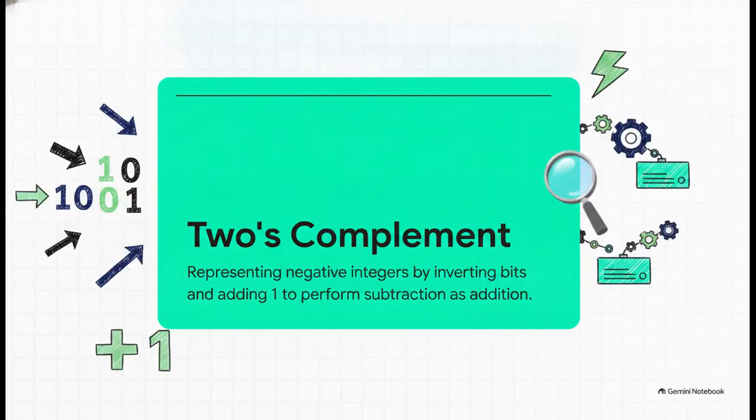Instead of subtracting, the computer takes the number it wants to subtract and finds its 2's complement. First, it just flips all the bits. Every 1 becomes a 0, and every 0 becomes a 1. Easy. Then it simply adds 1 to that flipped number.